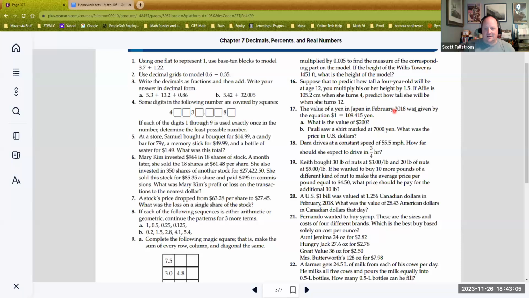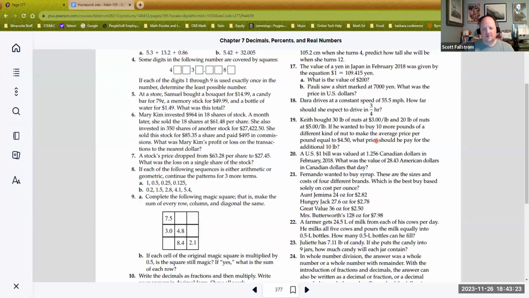The value of yen in February 2018 was given by this equation. What is the value of $200? So $200 into yen, you could use proportions for this. But because you'll be multiplying by decimal numbers, that's why it's in this section. Same thing here, 7,000 yen, but you know this many yen is $1, but with the price in US dollars.